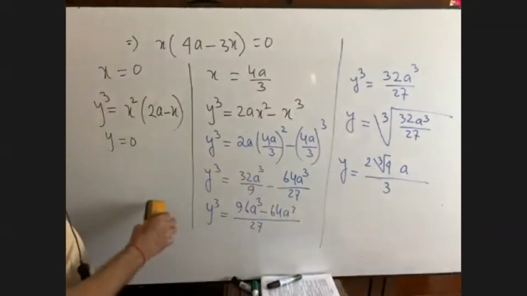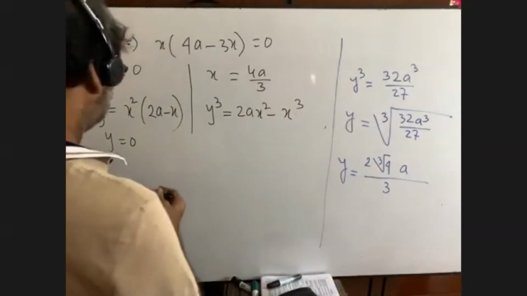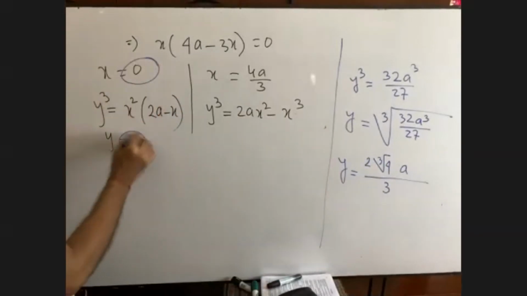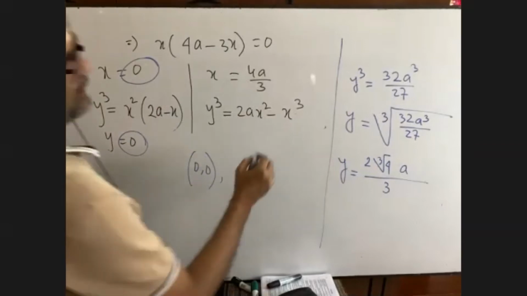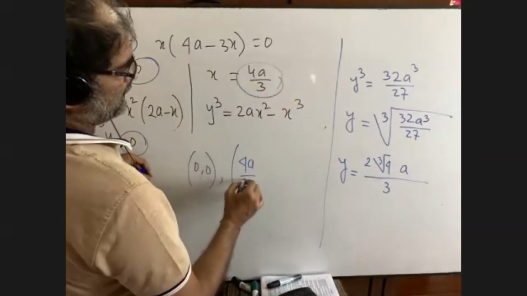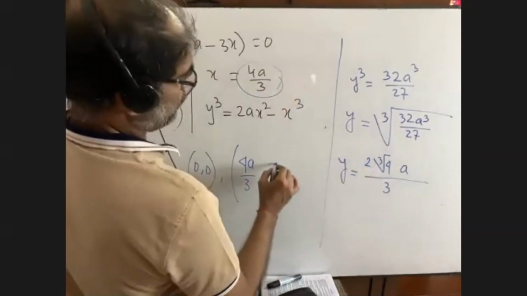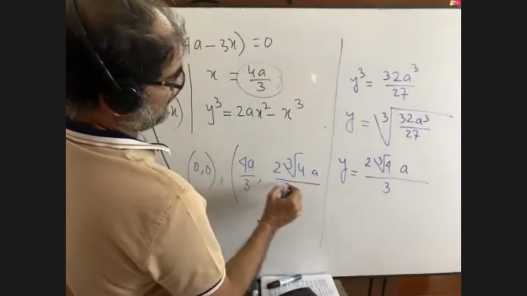So our points of contact are 0, 0. So we are getting 0, 0. It is x equals 4a by 3, and here y equals 2 root cube 4a by 3.